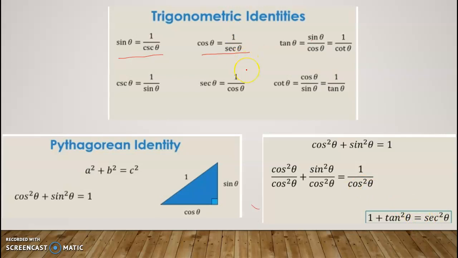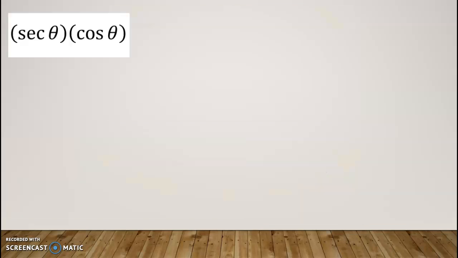Secant squared. All right, so if you remember these three up here, 1, 2, and 3, and then if you remember cosine squared plus sine squared equals 1, then if you need to, you can memorize this tangent one right here. You can memorize that one too. Or you can just try to derive it on your own. Either one is fine.